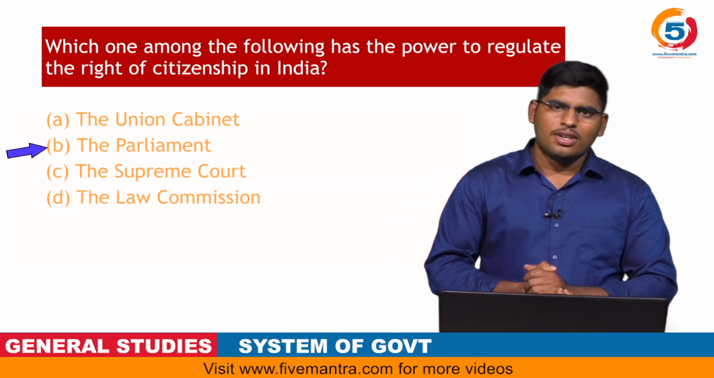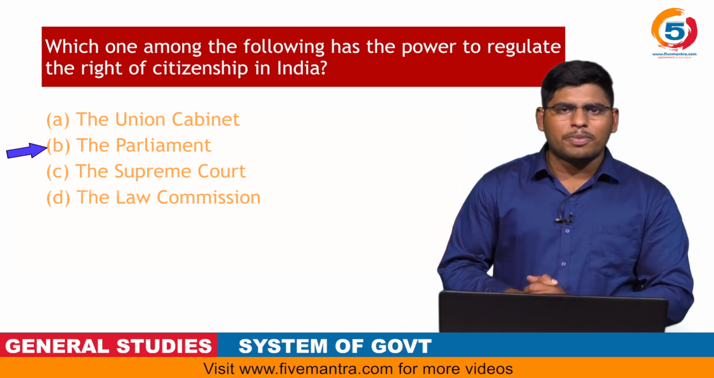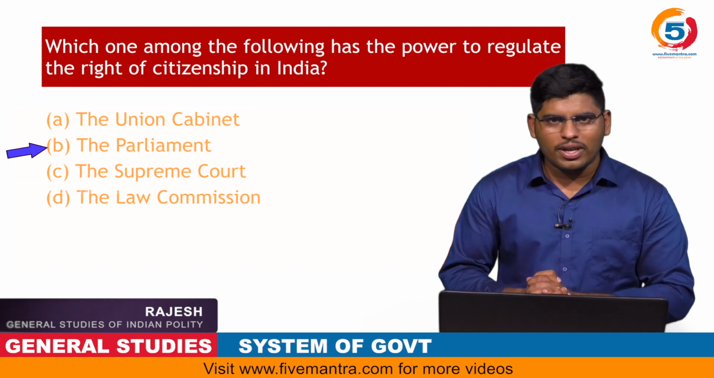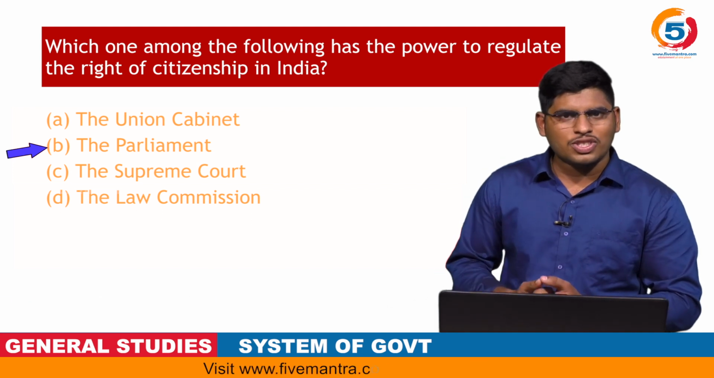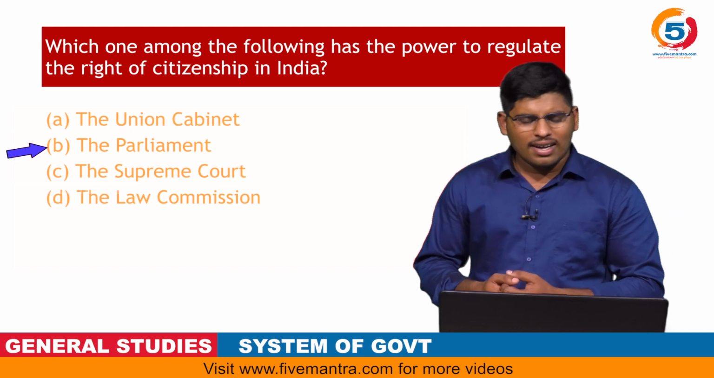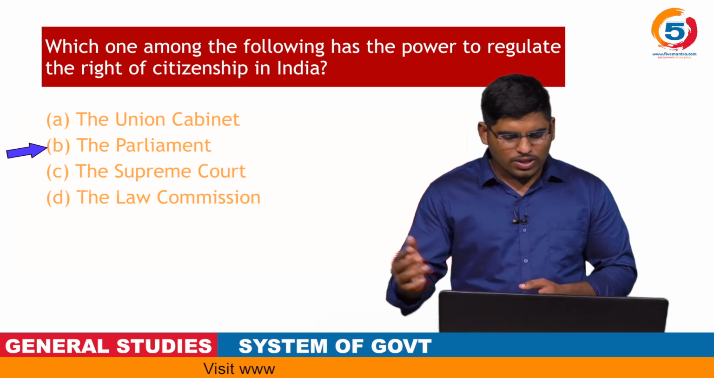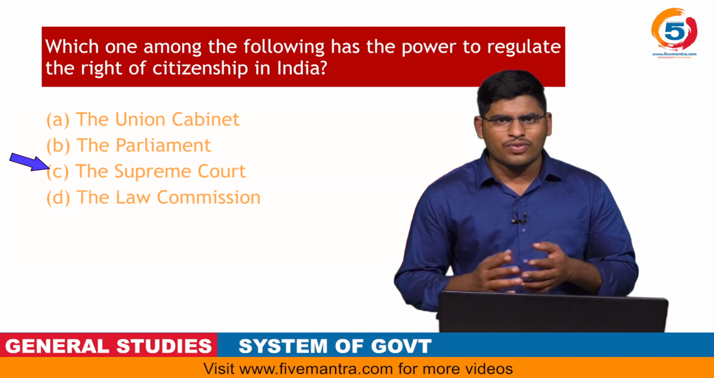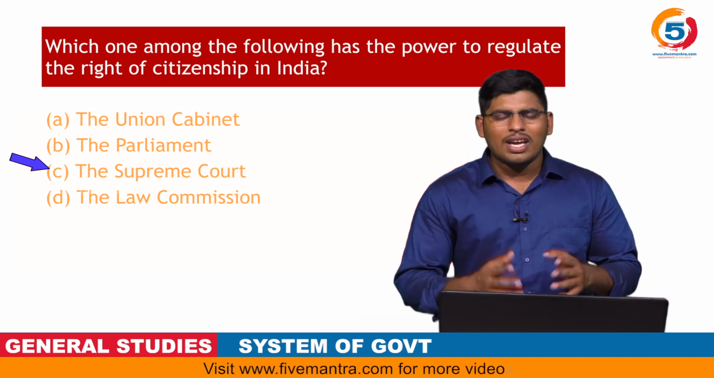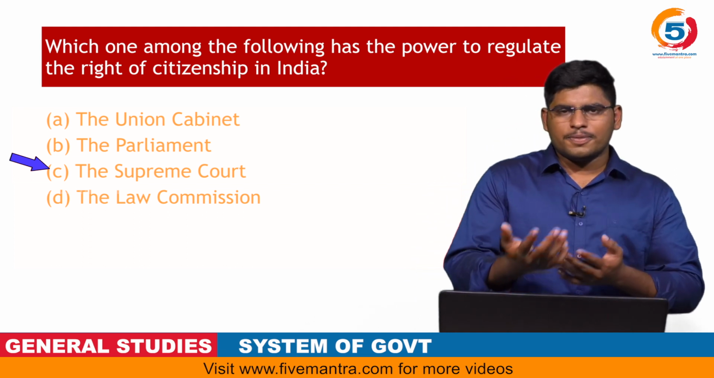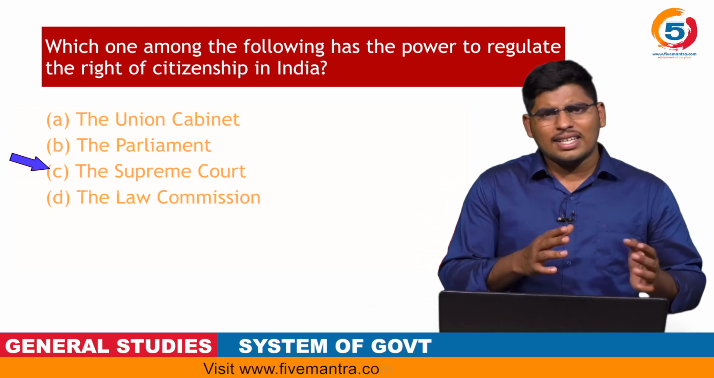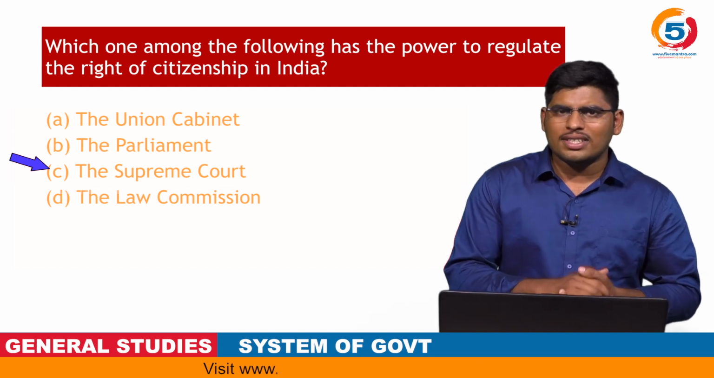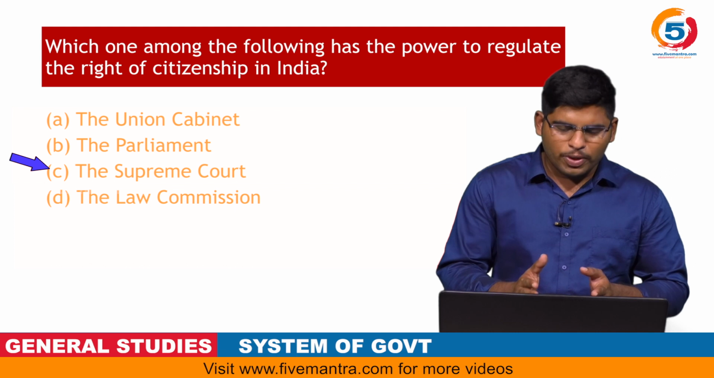Second option, the Parliament. The Parliament has the constituent power to regulate the right of citizenship in India, so the second option seems to be the correct one. Let's examine the other two also, and then we'll come to the concluding part of the answer. The third option is the Supreme Court. The Supreme Court also doesn't have the power to regulate citizenship. It can give guidelines, but it cannot hold the power. So the Supreme Court is wrong.